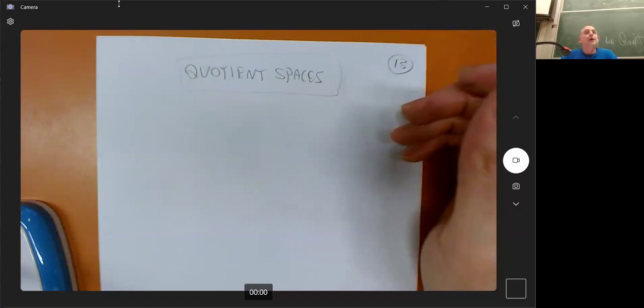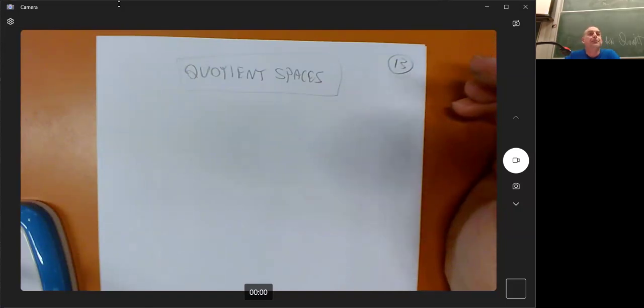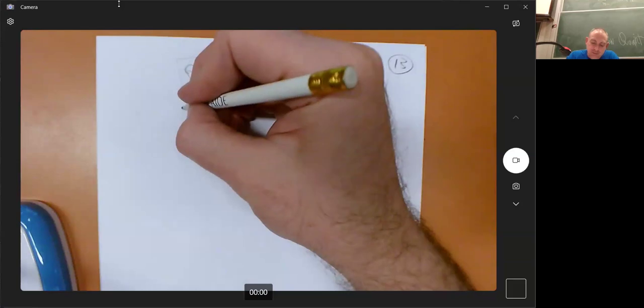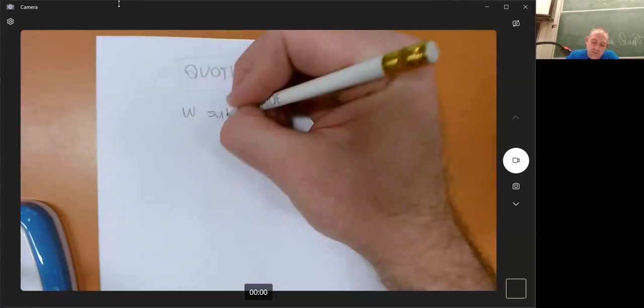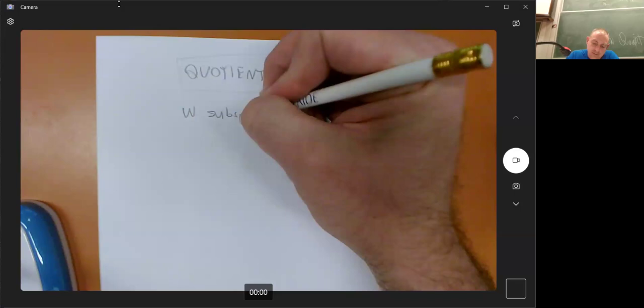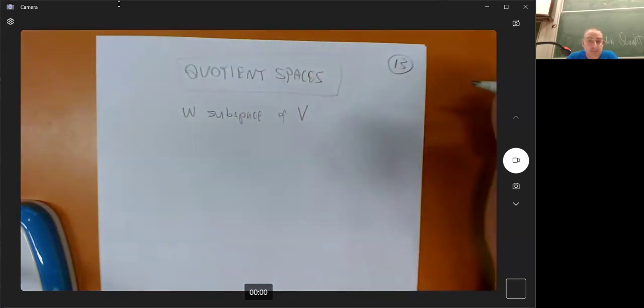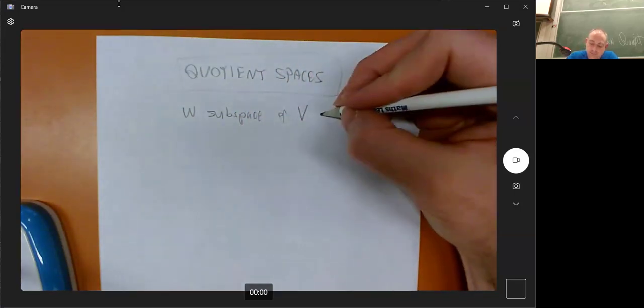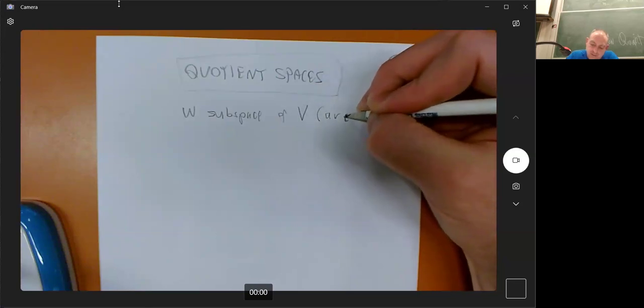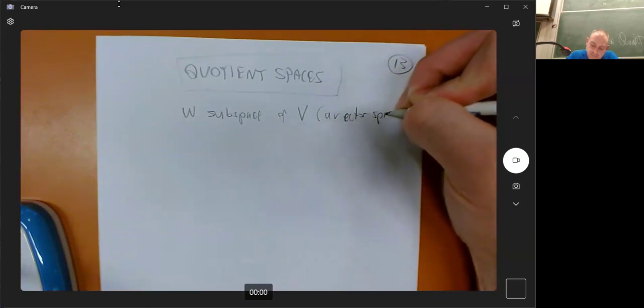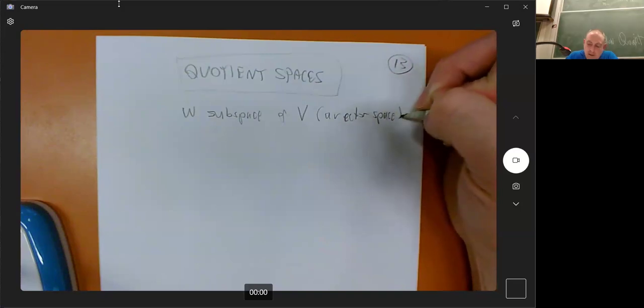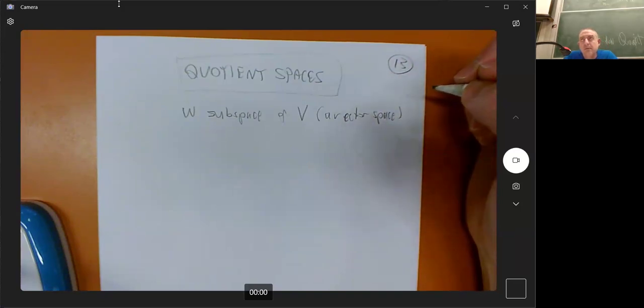Sure. It's the same as quotient groups. So if W is a subspace of V, a vector space, then since V is a group and so is W, that implies that W is a subgroup of V when you're thinking only about the addition.